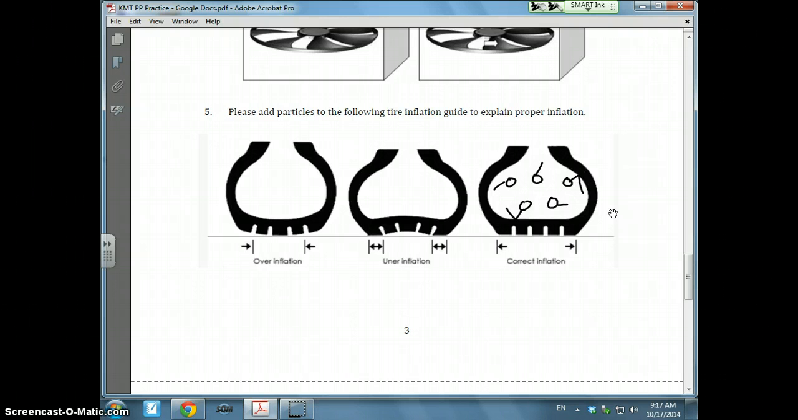So underinflated, which would mean that there's probably less air in there, so maybe only 4 of them, and your tire's low on pressure, so maybe only 1 of them is being shown as hitting the sides. Overinflated would mean maybe there's more, and now maybe they're hitting the sides too often. 1, 2, 3. If I wanted to, I could even draw a 4th or a 3rd, because I don't have any numbers to go along with this bouncing off of that.